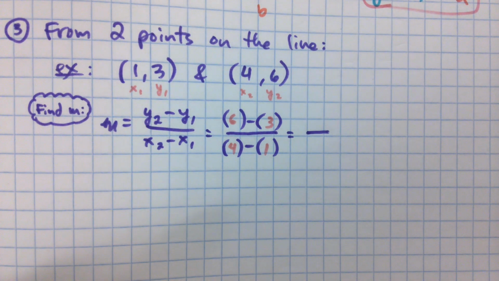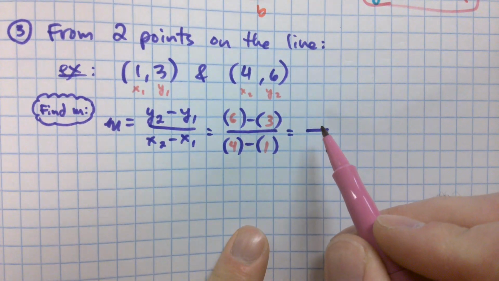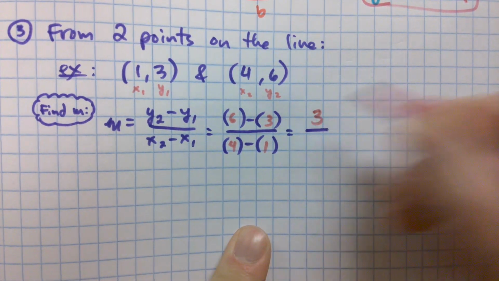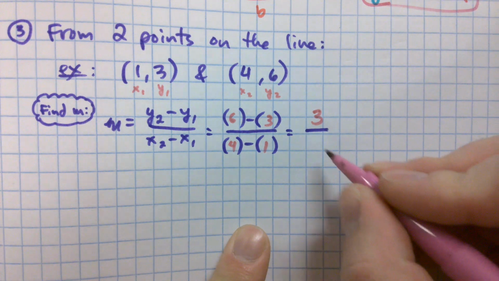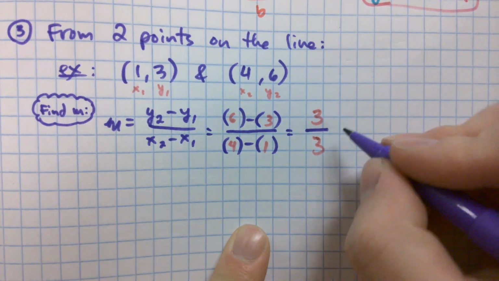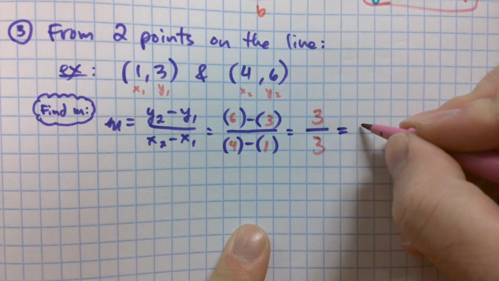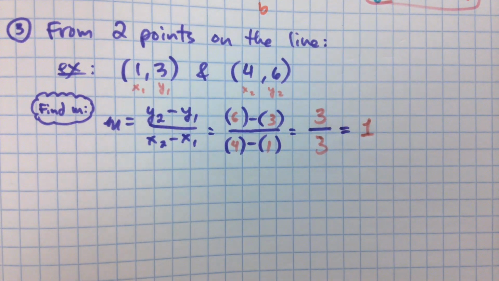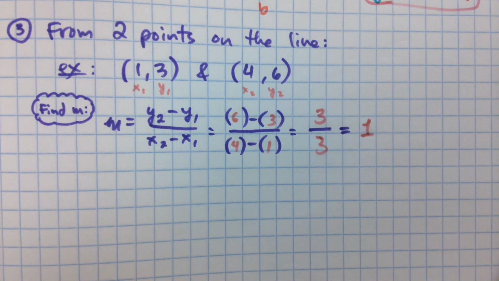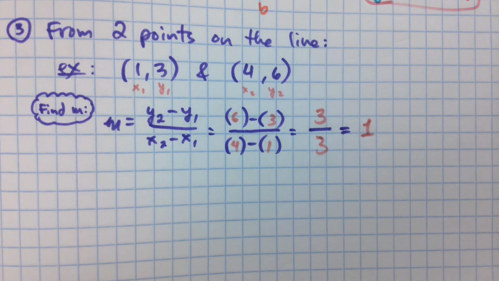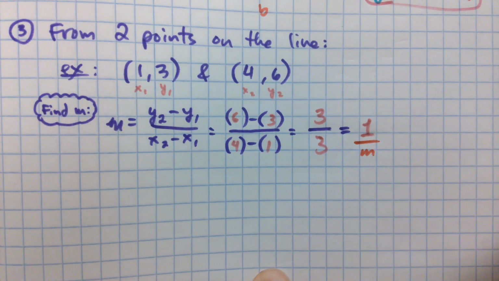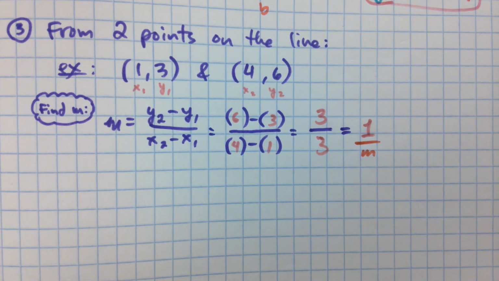6 minus 3 is going to give us what in our numerator? 3. And 4 minus 1 gives me what on the bottom? 3 again. Equal 1. That's right. 3 divided by 3 gives us a slope of 1. So now we know what our m is.